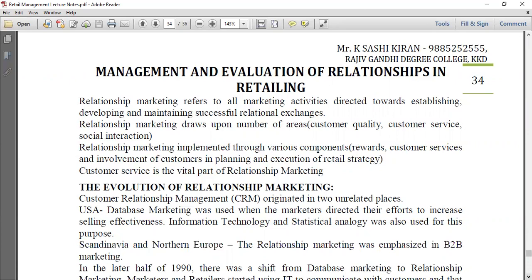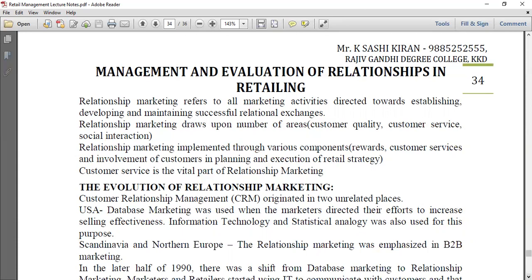So, there are a number of exchanges a customer does. Now, the first exchange is he comes to your store. When he comes to your store, that social interaction should be pleasant. The executive on the floor should greet him. Whenever he's having any problem, they should address him. They should guide him.